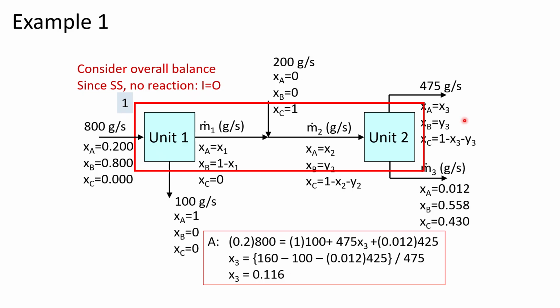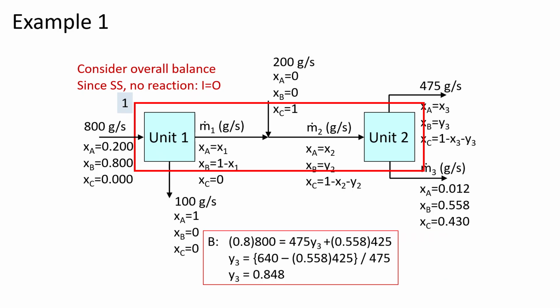Now, if we consider a mass balance for B, we should be able to determine y sub 3. The mass balance for component B is shown here, and we're going to apply the very same thing we've done for component A for component B. We're going to go around our control volume, the overall control volume here, and for each stream that crosses it, determine what is the flow rate of B either into or out of this control volume.